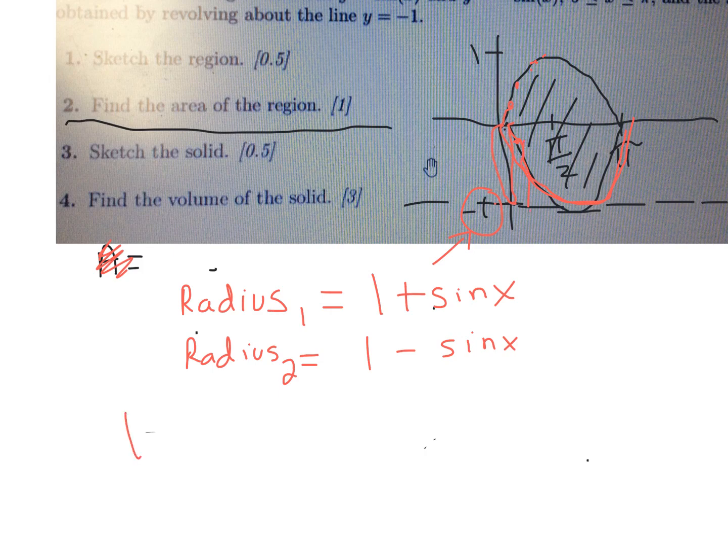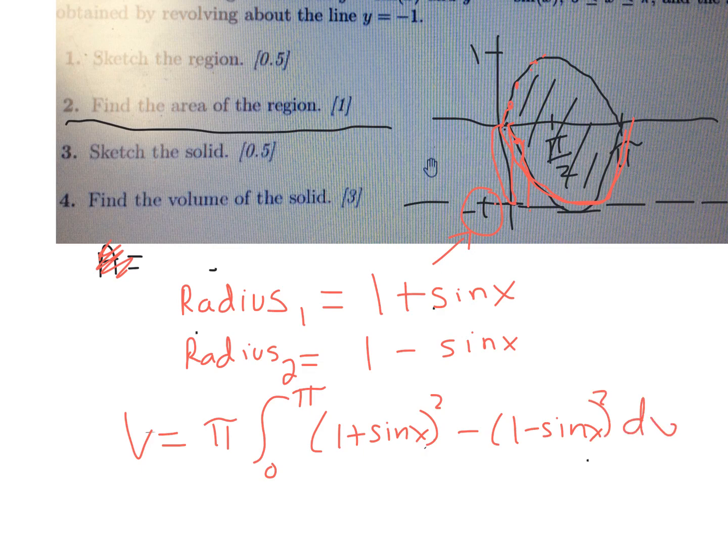And so when we're calculating volume, we're going to use the formula pi times the integral of radius 1 squared minus radius 2 squared dx. And so I won't do the whole thing for you because it is a quiz and I went a little too far on the first one.